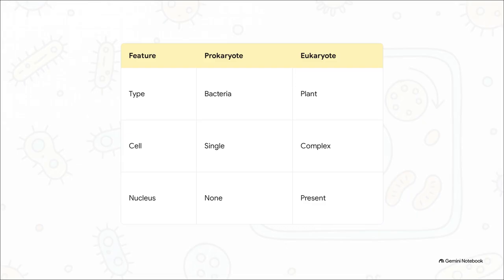On one side, we have the prokaryote, our bacteria, single-celled and no nucleus whatsoever. It perfectly represents the tiny, simple organisms from our essential question. On the other side, the eukaryote, our plant cell. It's complex, often makes up multicellular organisms, and proudly contains a true nucleus. Grasping this distinction right now is absolutely key to understanding the incredible leap from microscopic bacteria all the way to the massive trees towering outside your window.